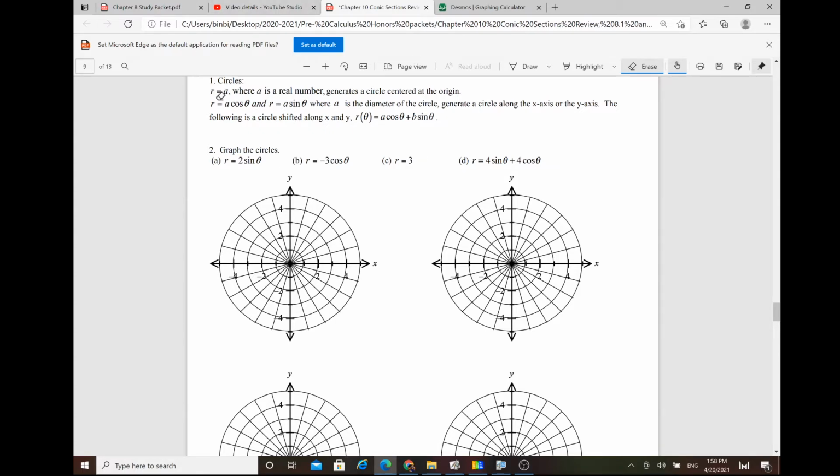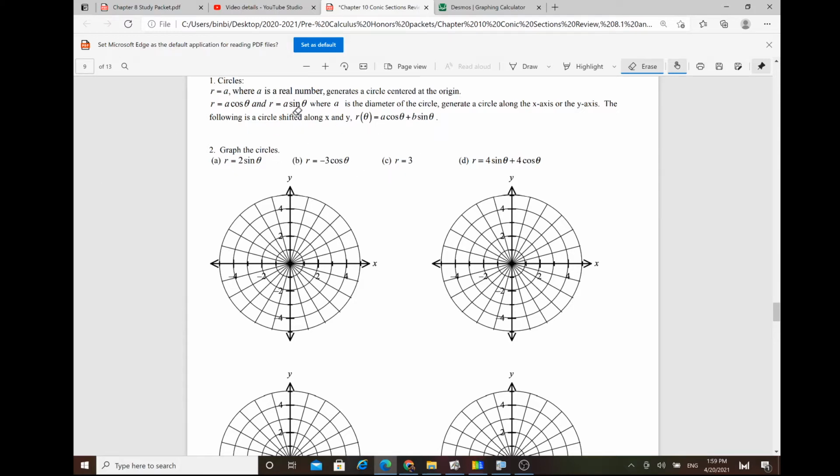Anytime I deal with a structure like r equals a, where a is a real number, it generates a circle centered at the origin. And r equals a cosine theta, r equals a sine theta. Notice that the origin is just the pole. And a is the diameter of the circle, so it generates a circle along the x-axis or the y-axis. And when the circle is shifted along x or y, r equals a cosine theta plus b sine theta.